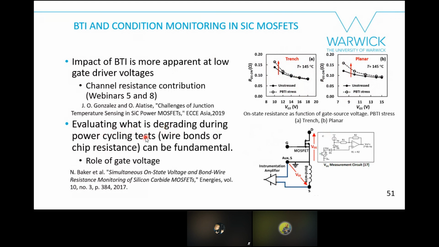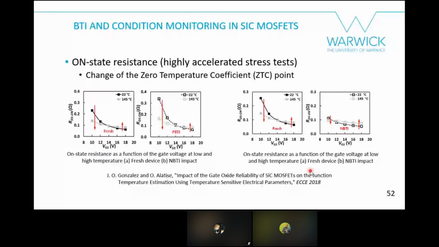Now I would like to say that evaluating what the degradation is during power cycling tests, whether it is the wire bonds or the chip resistance, can be fundamental. If you have this kind of circuit where you can monitor both the voltage on the chip and the voltage on the wire bonds and evaluate the role of the gate voltage, you can start tracking and identifying what the degradation is. Is it the chip that is affected by the gate voltage? Is it the bond wire resistance, which is not affected by the applied gate voltage? You can start evaluating what the degradation is in silicon carbide MOSFETs.